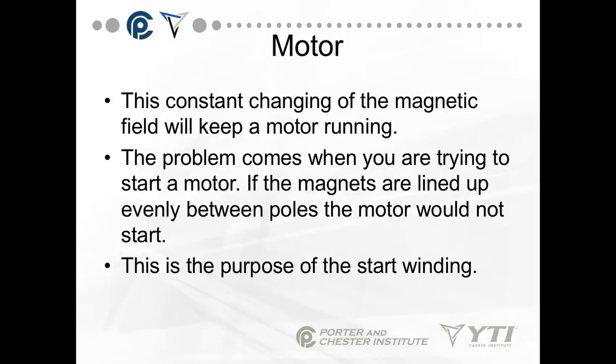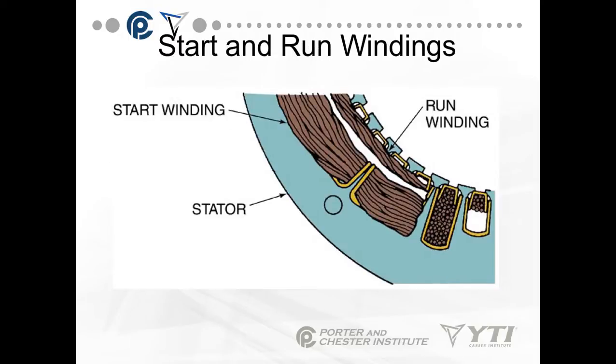Now, there is a small problem with this whole thing. It comes up when you're trying to start a motor. If the magnets are lined up evenly between the poles, the motor's not going to start. So for this reason, some motors, and more frequently than not, have what we call a start winding.